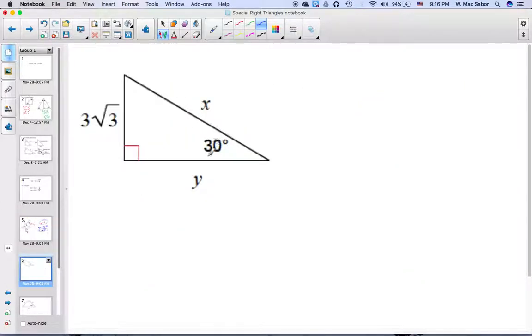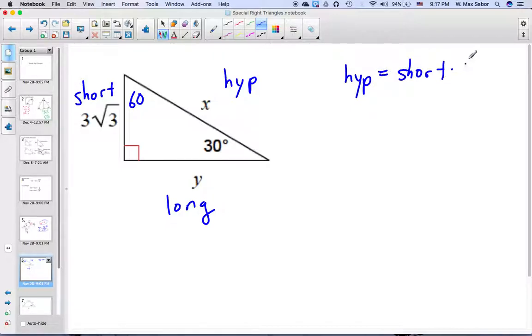Another example. This one is different because it's 30, this is 60, and that's 90. So I can look at the angles to identify which side is which. There's the hypotenuse. This is the short side because it's across from 30, and y is the long side because it's across from 60. Now, the hypotenuse is the short side times 2. So the hypotenuse is x, and that's the short side, 3 square roots of 3 times 2.